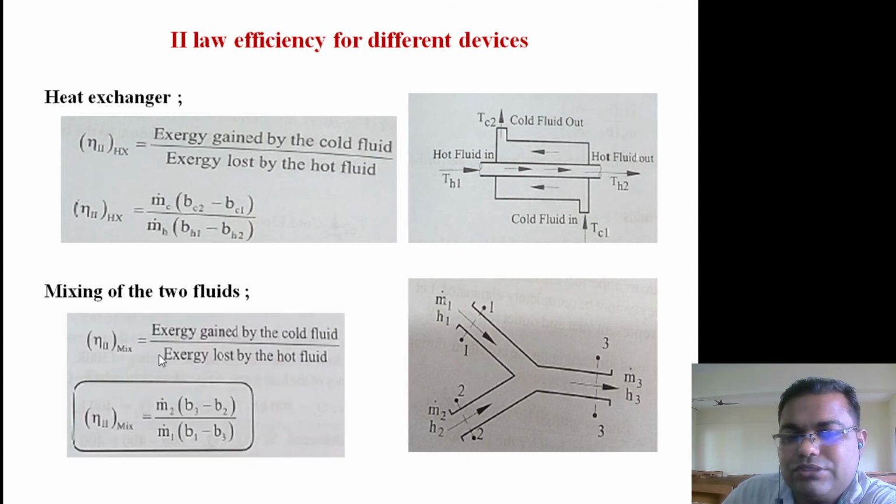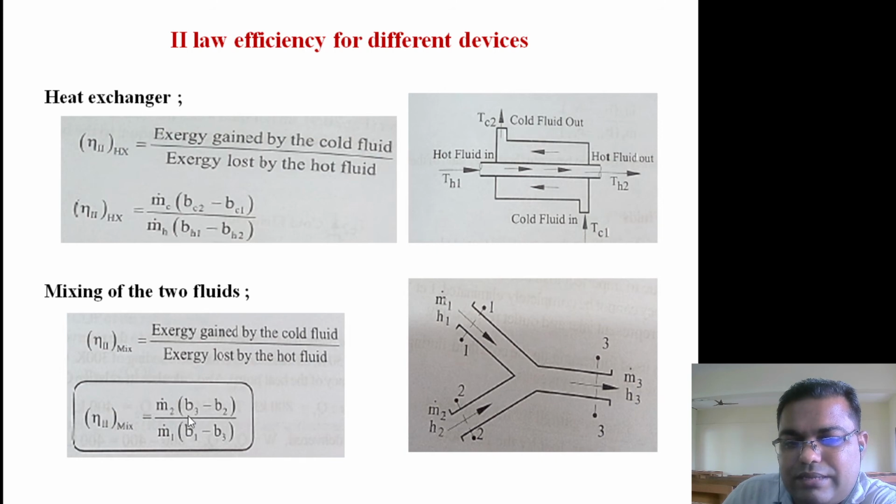So the second law efficiency of mixing will be nothing but the exergy gained by the cold fluid divided by the exergy lost by the hot fluid, basically. Whatever the hot fluid loses will be gained by the cold fluid. So we can say the second law efficiency of the mixing is nothing but this is the cold fluid, this is the hot fluid.